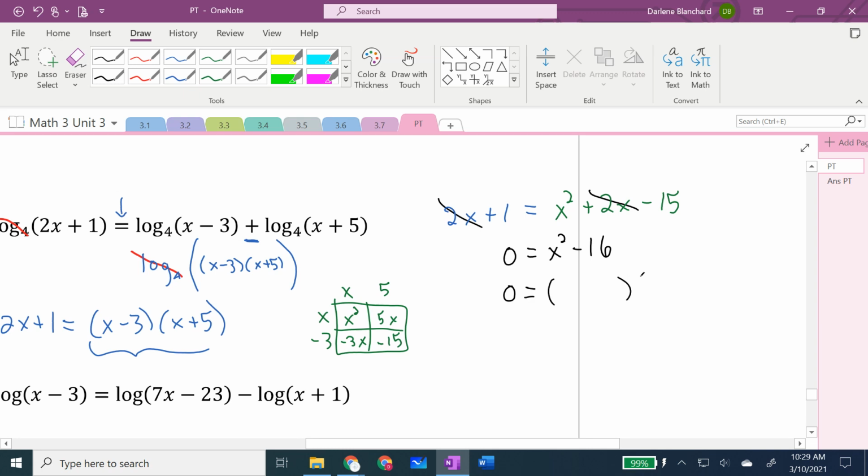You want to notice that you have a difference of squares, and a difference of squares factors into a pair of conjugates. In other words, one's addition, one's subtraction. And if it is set equal to 0, then you're solving for where any one of those factors is equal to 0. But it must be equal to 0 for this to work.